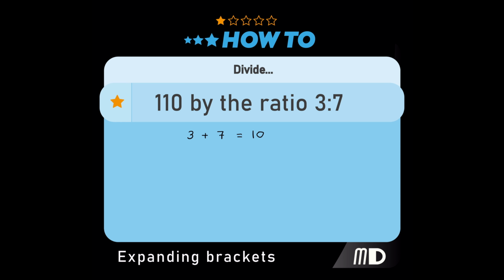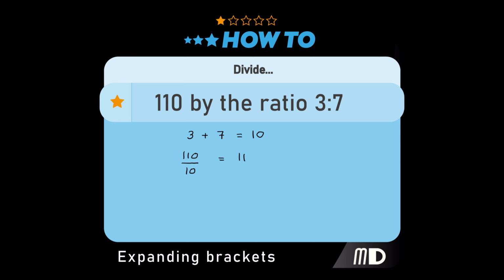Next, we need to divide the amount given to us, which is 110, by the sum of the digits in the ratio, which was 10. And 110 divided by 10 is equal to 11.